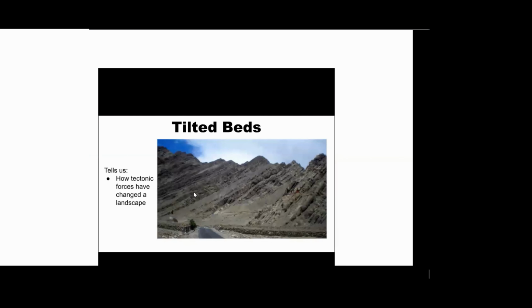Tilted beds of rock. If they're tilted like this, that's going to tell you something about the tectonic forces in the area. So these have had some type of tectonic or seismic force that has made them tilt up on their sides. So there's seismic activity in this area. Probably this has had some earthquakes in the past. You can find a lot of these types of areas out west. This one is from out in Utah.